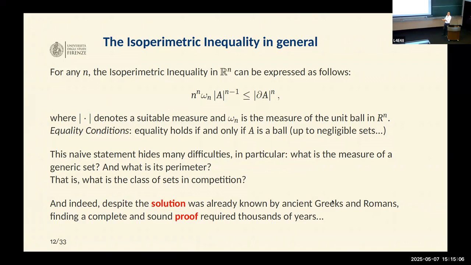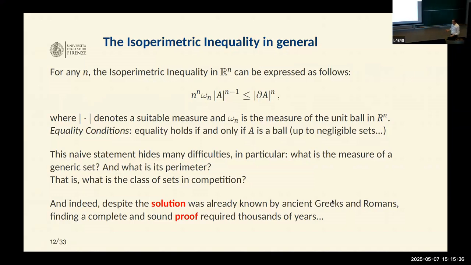If you have to tell me the area of a rectangle, it's very easy: the base times the height. If you have to tell me the area of a triangle, there is a formula. But generally, if I take a set made in some irregular way, what is the area? What is the length? There is a lot behind defining properly the measure, and the measure of the boundary.